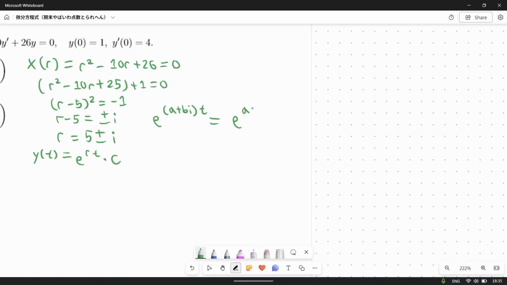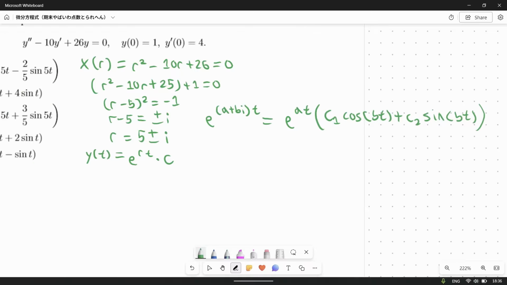is going to be equal to e to the at times some constant c sub 1 times cosine of bt plus another constant times sine of bt, where b is the imaginary part and a is the real part of the original r value. So plugging things into this identity, we end up with a general solution of the form y of t equals e to the 5t times c sub 1 cosine of t plus c sub 2 times sine of t. So now that we have our general solution, we can start tackling the initial value problem.